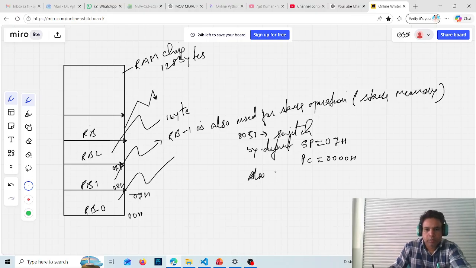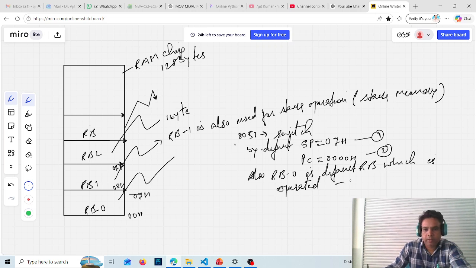Also, register bank 0 is the default register bank which is operated here. So by default, this is the first thing, the second is the PC, and this is the third condition. These three occur when we switch on the microcontroller.